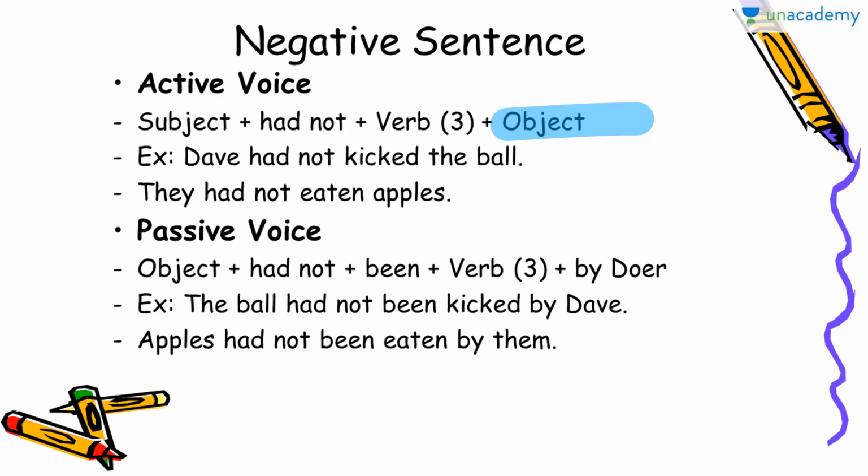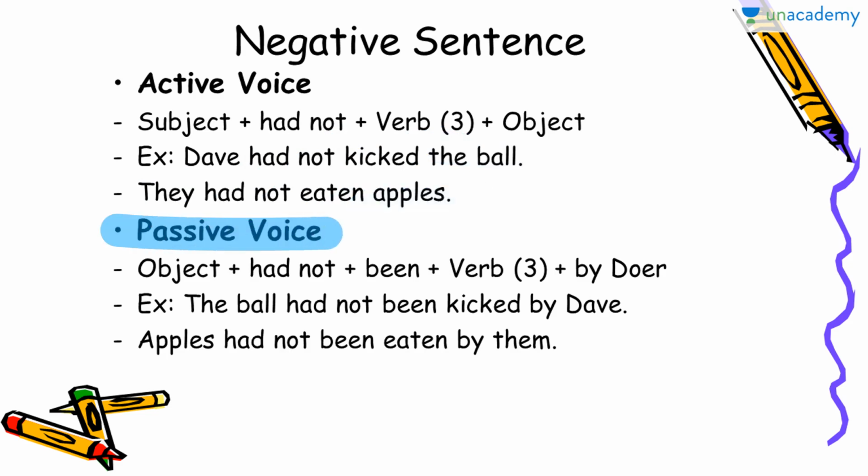For example, Dave had not kicked the ball. They had not eaten apples. So both Dave and they are the doer over here, then had, then not, then verb third form, and then the thing on which the action is done.